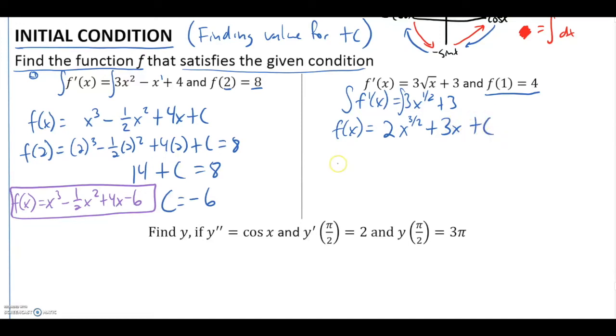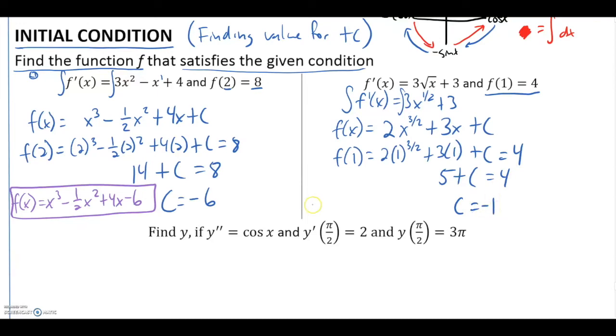And substituting in our initial condition, f of 1 will equal 2 times 1 to the 3/2 plus 3 times 1 plus that constant value, and doing that has to give us a result of 4. So 2 times 1 to the 3/2 will just be 2 overall, plus 3. We'll know that 5 plus c equals 4, and so our constant has to be negative 1 based on that initial condition. And therefore our specific original f of x function equals 2x to the 3/2 plus 3x minus 1.